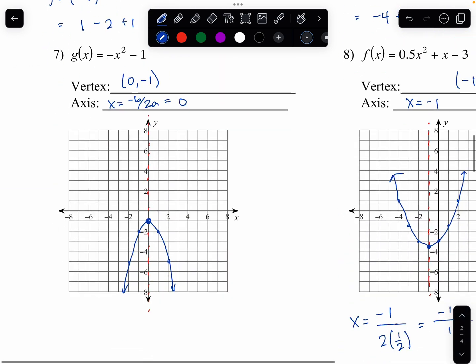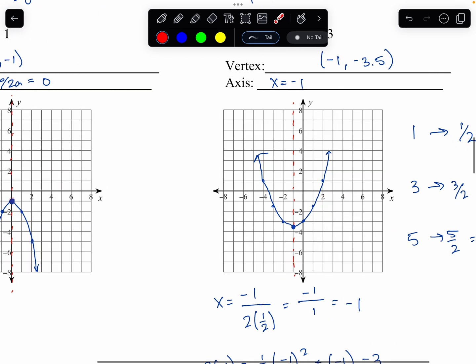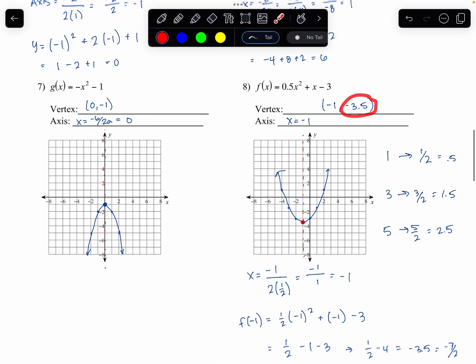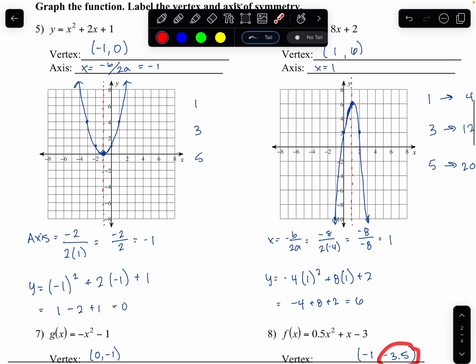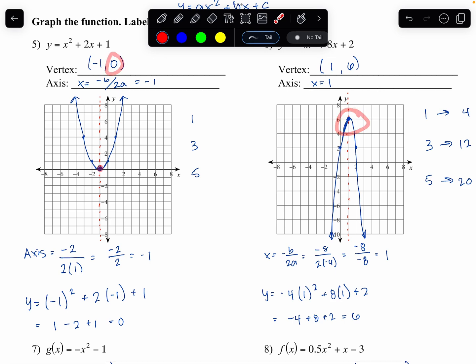So in this case right here, this function has a maximum. You can see that it has a highest y value, and the maximum would just be whatever the y value is of your vertex, so negative 1. The minimum in this one would be whatever the y value is of your vertex, negative 3.5. The minimum here would be 0. The maximum here would be 6.